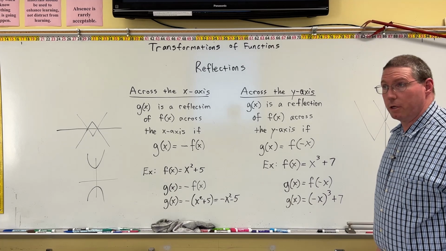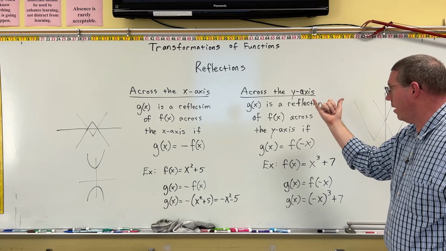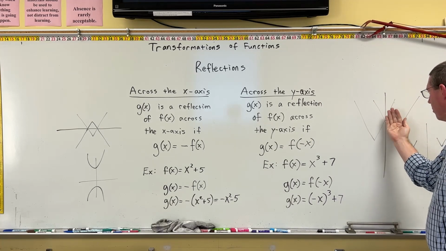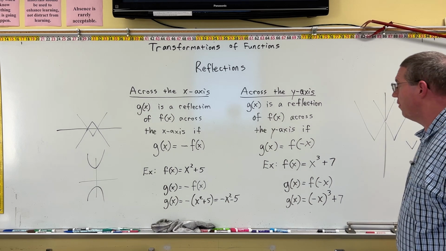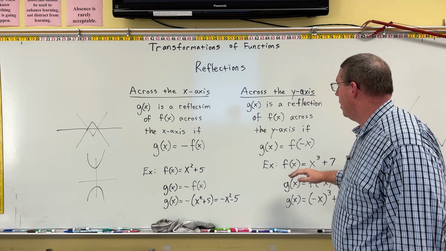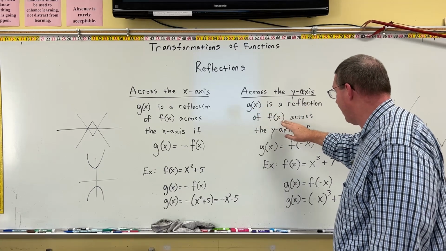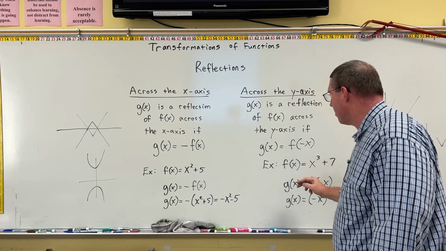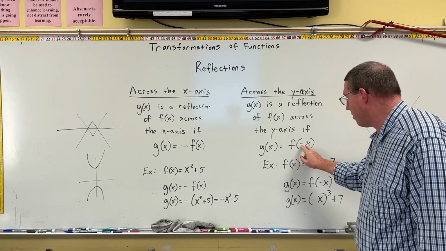Okay, now very similarly, we have the reflection across the y-axis. It's like we're spinning the y-axis 180 degrees. And for a reflection across the y-axis, we can say that g of x is a reflection of f of x, but across the y-axis, if g of x is equal to f of negative x, okay?